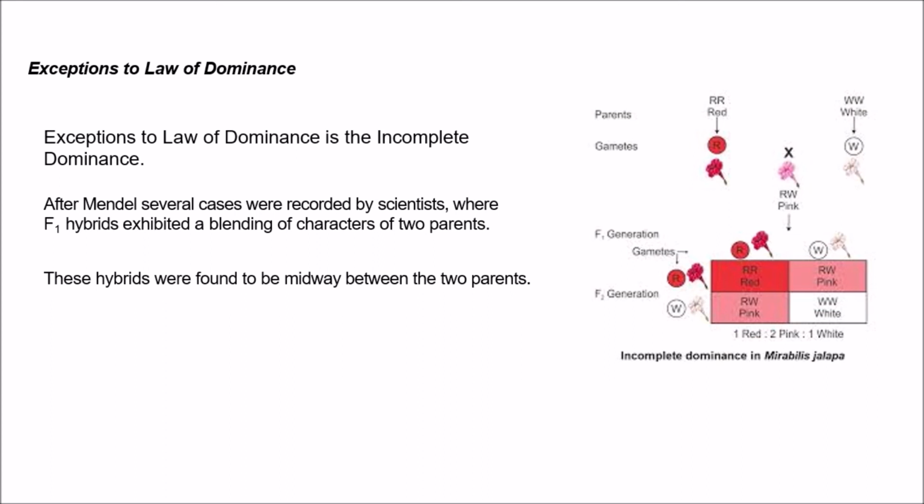So the hybrids produced in the F1 generation were intermediate. Like when a red one is crossed with a white one, they got a pink one. This is the midway between the two parents. This is also known as incomplete dominance or blending inheritance. Anyone may ask what blending inheritance is. Blending inheritance is nothing but the exhibition of both characteristics in a new form.